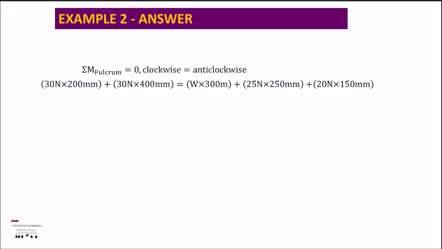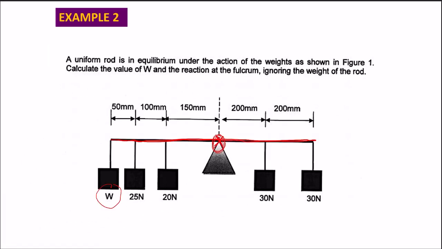Right, so di sini adalah semua clockwise moment. And over here is anti-clockwise moment. Right, so for clockwise moment, we know that we have 30 Newton and another 30 Newton. And the distance will be, for 30 Newton, the first one will be 200. And for the other 30 Newton is going to be 400. Sebab dia ke fulcrum ya.